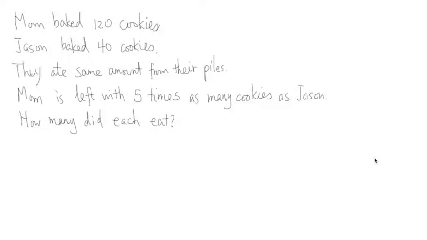In this example, we are given originally how many cookies they baked. Mom baked 120 cookies, Jason baked 40 cookies. And now, well, since you bake cookies, you're going to eat them. They decide to eat some, and each of them ate the same amount from their own pile. And after they ate some cookies, mom is left with 5 times as many cookies as Jason. And the question is, how many did they eat?